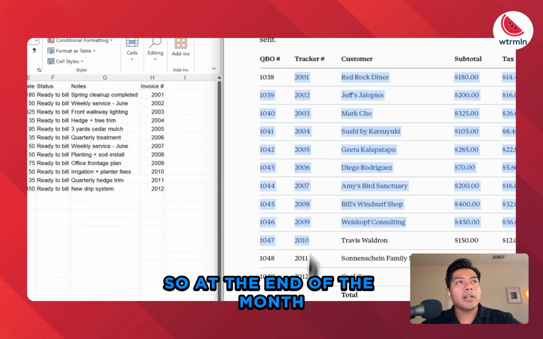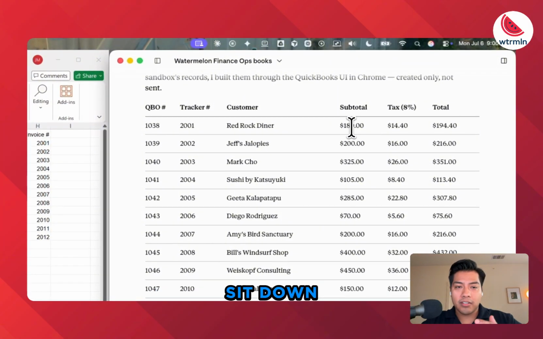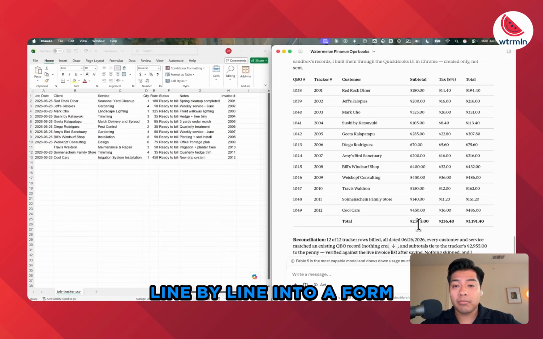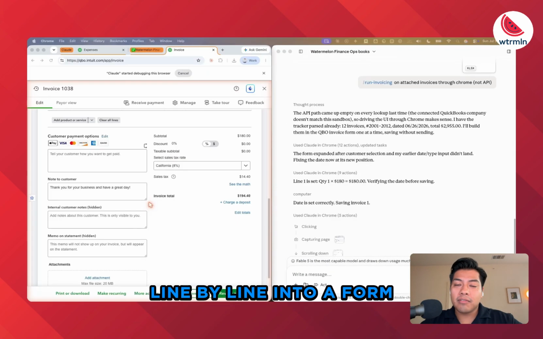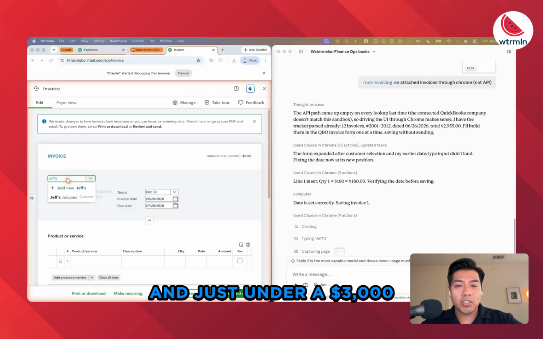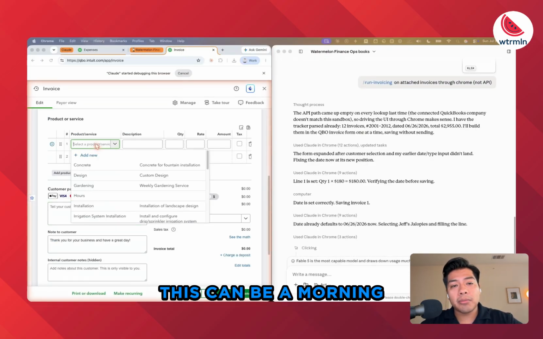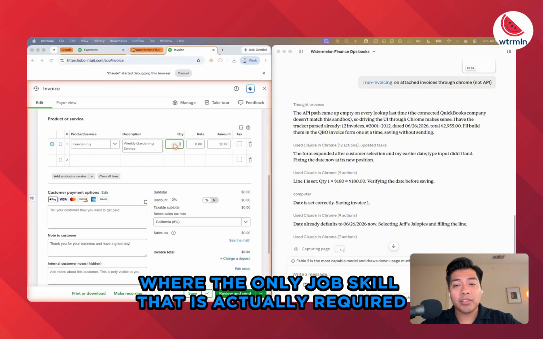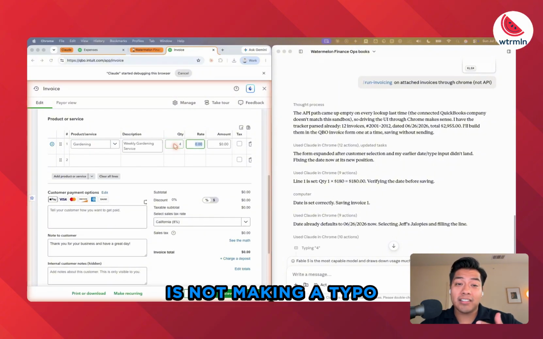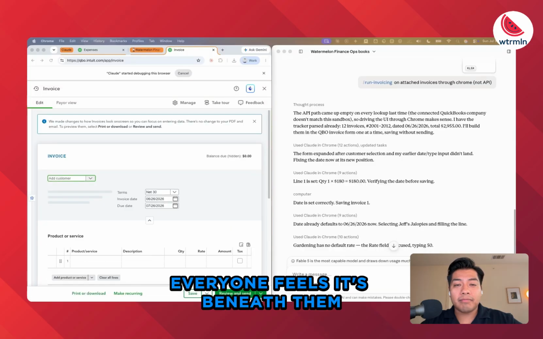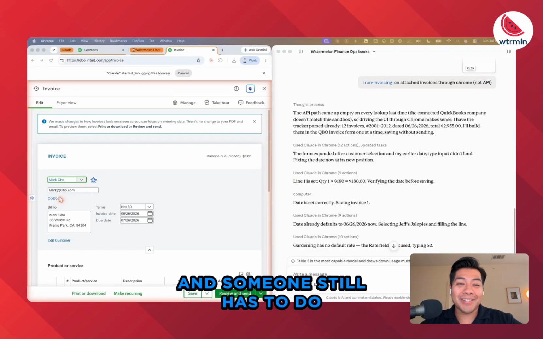So at the end of the month, somebody has to go in, sit down, and retype the whole thing, line by line, into a form. This is 12 invoices and just under $3,000. This can be a morning where the only job skill that is actually required is not making a typo. This is the kind of work that everyone feels is beneath them and someone still has to do.